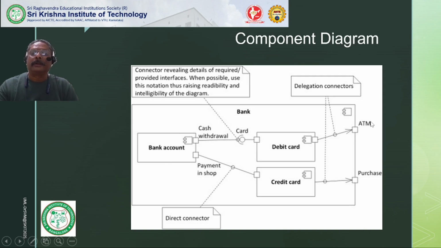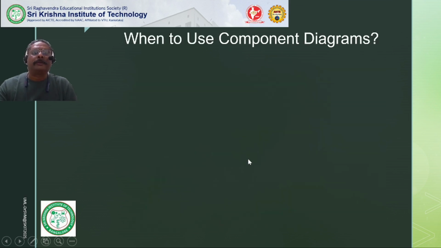So whenever a transaction on the ATM is happening, then it works with the debit card. So the ATM transaction depends on the debit card. So we have this arrow, and then there is a payment direct connection we have for the credit card. The credit card is used for the purchases and all that. So that is one way of representing.